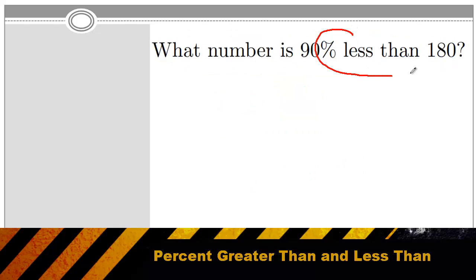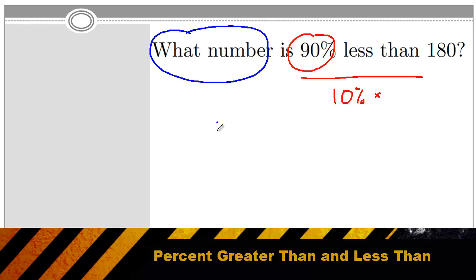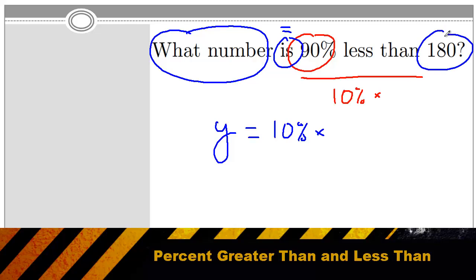With a percent less than question, I'm going to follow a very similar procedure, but instead of adding my 90 to 100, I'm going to subtract 90 from 100. So 90% less than is the same thing as 10% times. So I could rewrite the question using math symbols. What number? That's my variable. We'll call that y. Is? That's my equal sign. 90% less than, that's the same thing as 10% times, and then 180 stays the same.